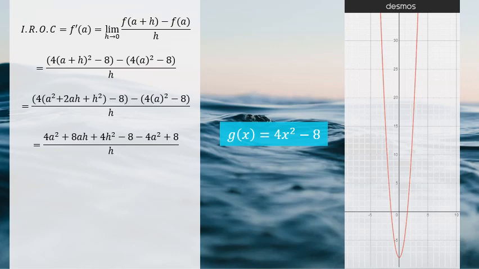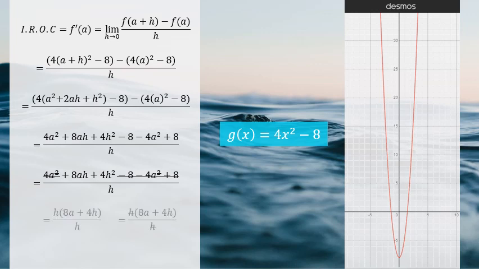So the nice thing about that is that more than half of my terms just canceled out, leaving me with just 8ah plus 4h squared over h. Well, as you can see, you can factor an h out of the numerator, and that h in the numerator and h in the denominator cancel out, so then you're just left with 8a plus 4h. Well, what we're looking for is what happens when h approaches or becomes 0.